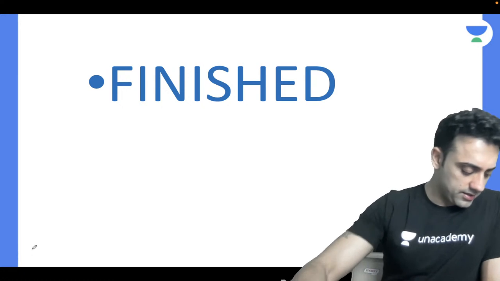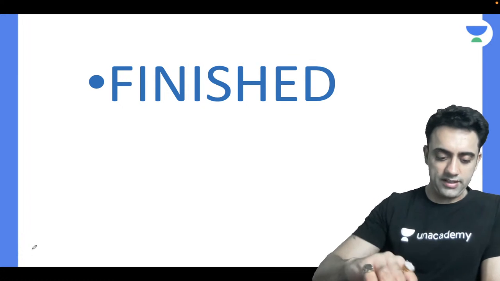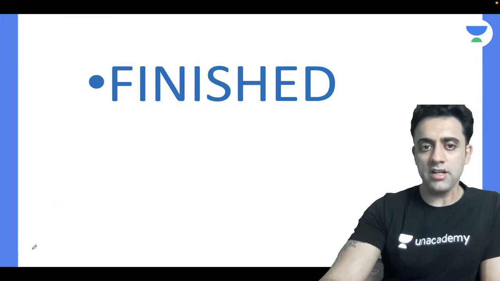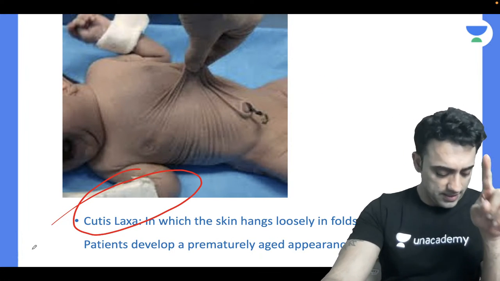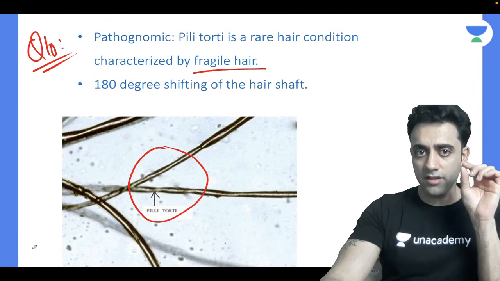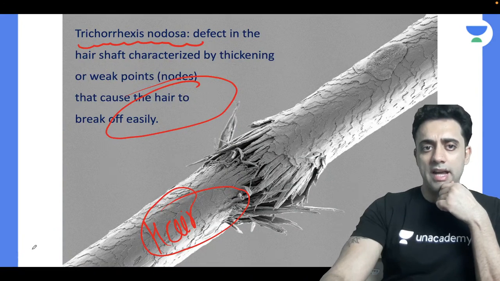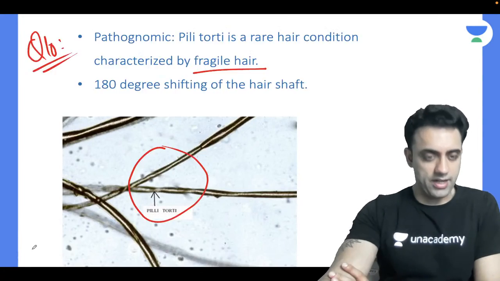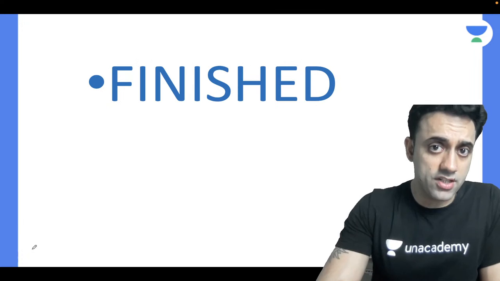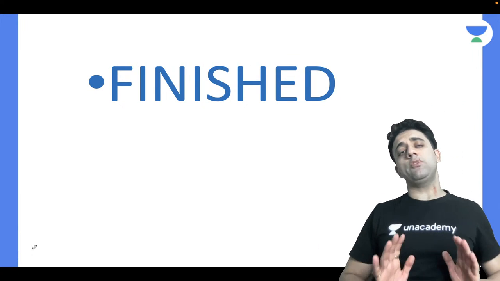That's it. That finishes this part. That finishes the whole Menkes disease we covered. This is important. Cutis laxa is important, and pili torti is important. And then we have trichorrhexis nodosa. That's it. So that finishes this part, that finishes the IEM 2 part 2.